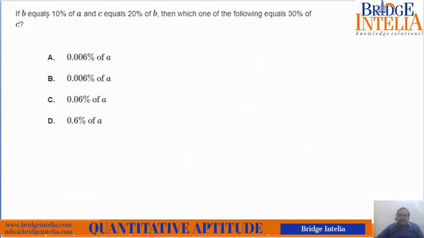If B equals 10% of A and C equals 20% of B, you can assume some dummy values. So let's assume A is equal to 100, because then taking any percentage of 100 is very easy. B equals 10% of A, so as per this assumption, B is equal to 10% of A, that means 10. And C equals 20% of B, so C equals 20% of 10. So that is equal to 2.